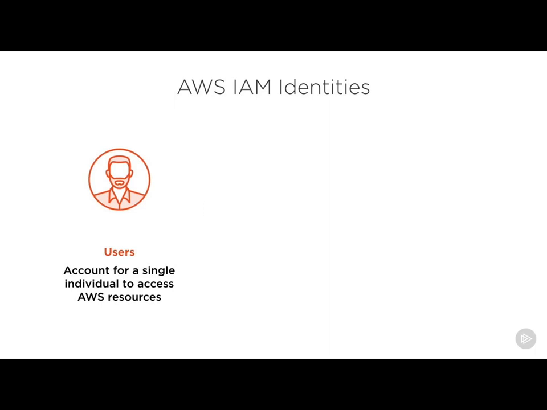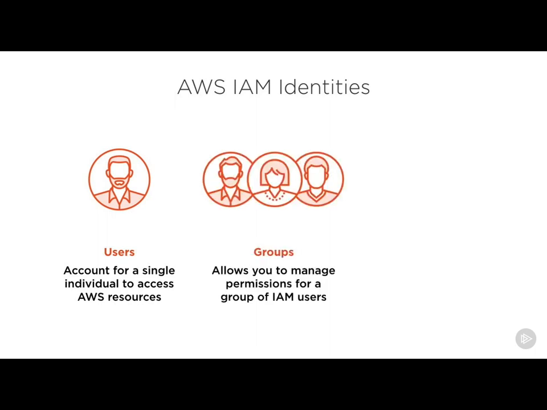So another identity type within AWS IAM is a group. And a group allows you to manage permissions for a group of IAM users. So you would still need to go in and create users for each of them. However, you could then go in and add them to a group and then assign permissions to that group. And when we're talking here about an IAM identity, we're really just saying anything that you can assign permissions to. And so we've talked about users, we've talked about groups.